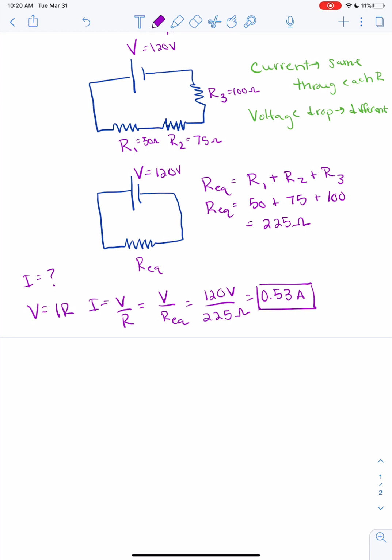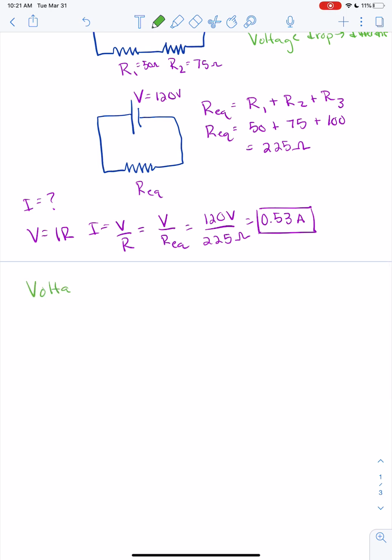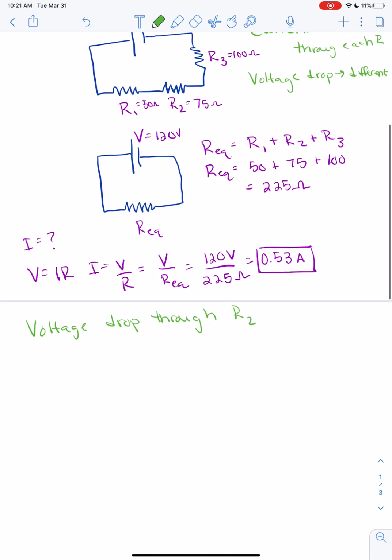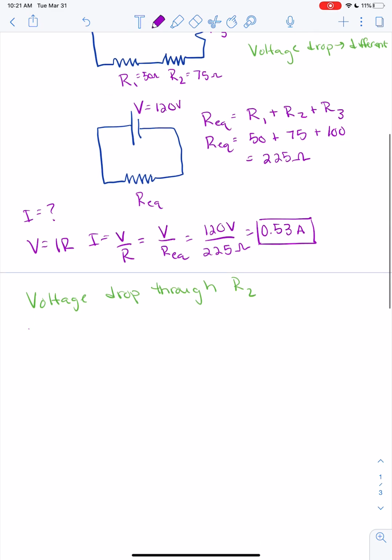However, the voltage is different, so we can actually take this one step further and calculate the voltage drop through a particular resistor. So let's say we want to figure out the voltage drop through R2. Again, we keep going back to the same equation, V equals IR. In this case, we do know the current going through R2, because remember, they're all the same. So my current is that 0.53 amps. And R2, I can look back and see that that's 75 ohms. And then I would just calculate that. 0.53 times 75 is 39.75 volts. And this will be the voltage drop through R2.